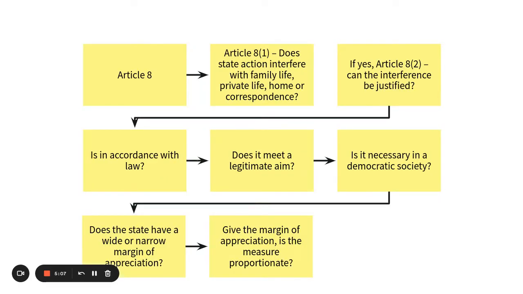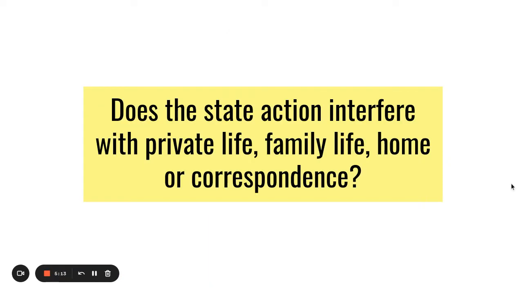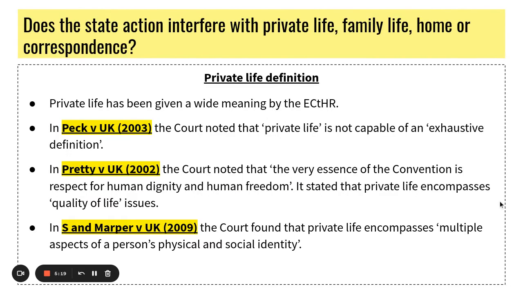Just to recap, we've looked at an overview of Article 8 at the moment. Does the state action interfere with private life, family life, home or correspondence? So we're going to have a look at the definitions of these. Private life has been given a wide meaning by the European Court of Human Rights. As I said before, it's often that an interference is found, and then the court has a look at whether that interference is justified. There were a few cases here which had a look at private life.